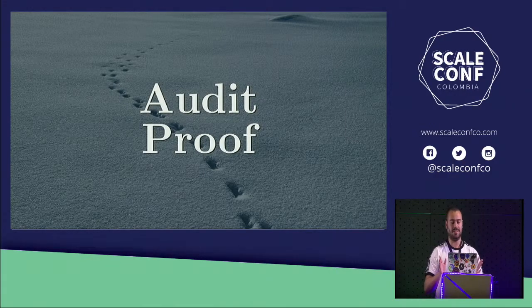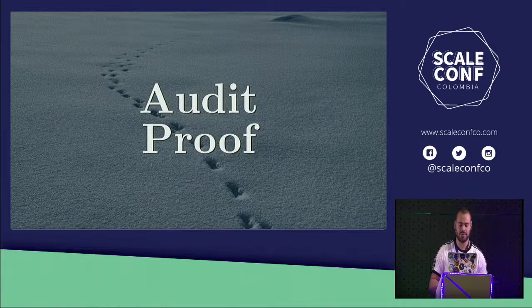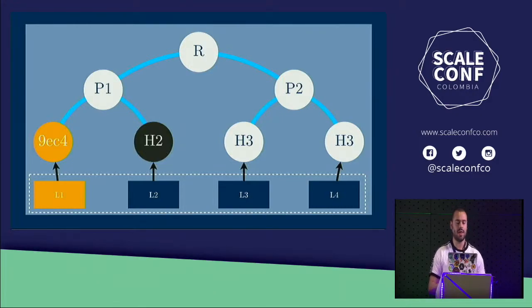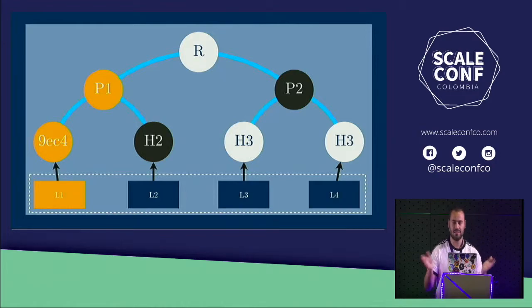Otherwise, if it computes the same root hash, it means that piece of data block exists in our tree. So in this example, we need to provide a proof that the data block L1 exists in the tree. Having the hash function, we are able to calculate the hash value of L1. And in order to compute P1, we'll need to ask for H2. When we have H2, we know how to compute P1. And when we have P1, we'll need P2 to compute the root. And when we have P1 and P2, we know how to compute the root.